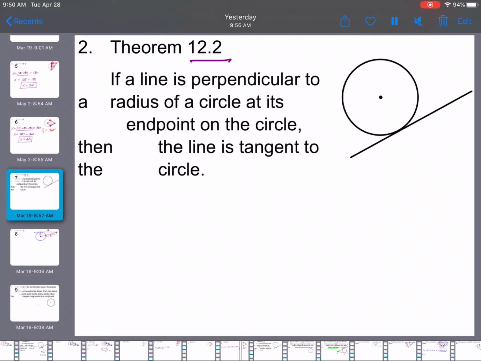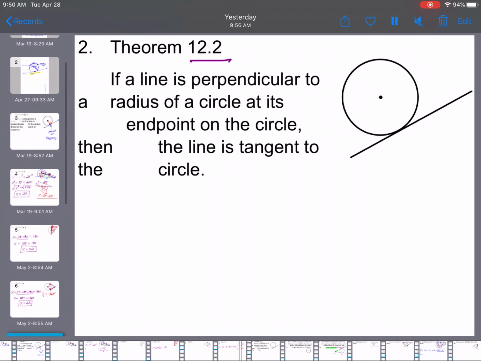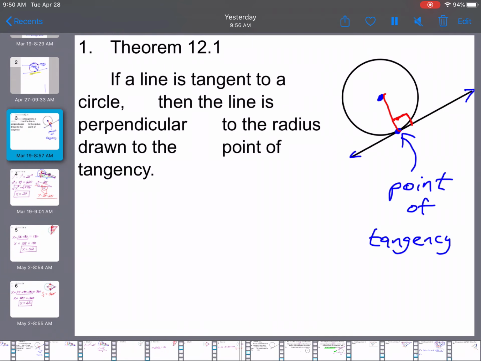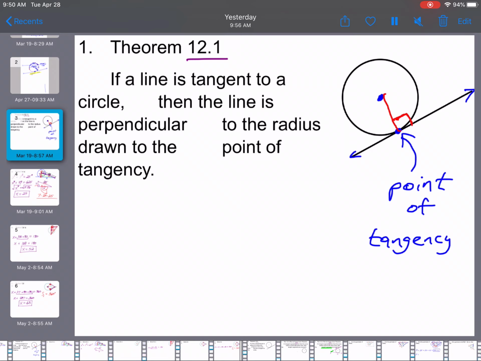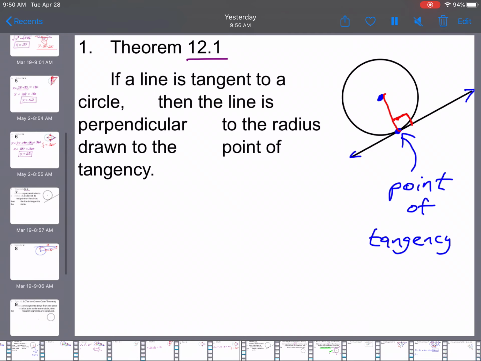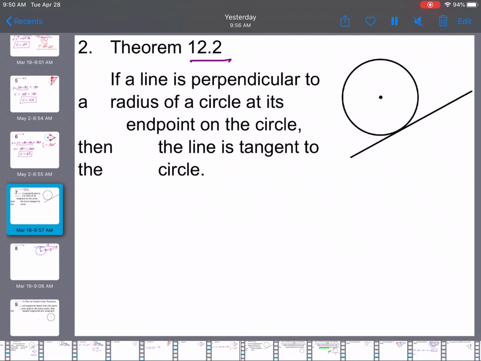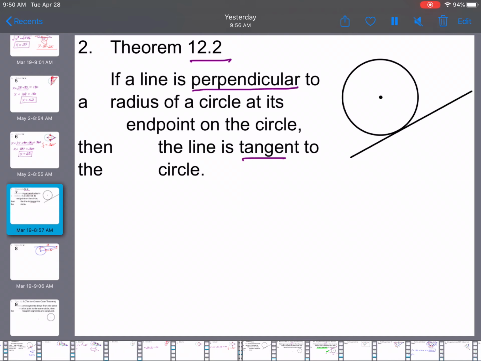If a line is perpendicular to a radius of a circle at its endpoint on the circle, then the line is tangent to the circle. So here was the original, here was 12.1. If you have a tangent line, then it's perpendicular. And theorem 12.2 says something different here. If you have a perpendicular line right there, a radius at your point of tangency, then we can conclude that that line must be tangent.